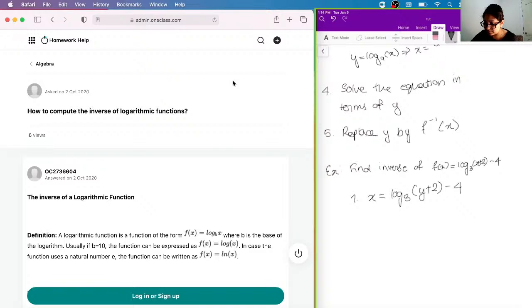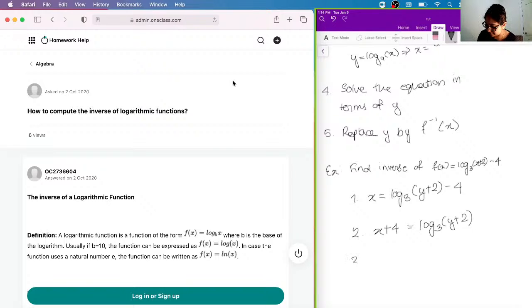So the next step would be to isolate the logarithm to one side. So you would basically move the minus 4 to this side, and so you would have x plus 4, right? If you move the 4 to the other side, you change its sign, and you have log base 3 of y plus 2. So this is your log function, right? It contains the y that you're trying to isolate or find.